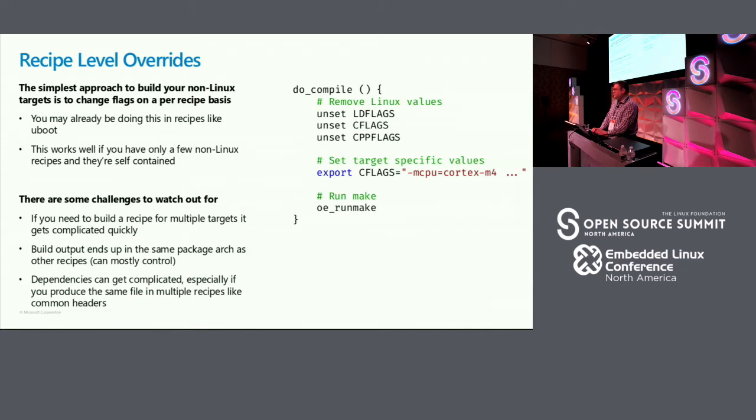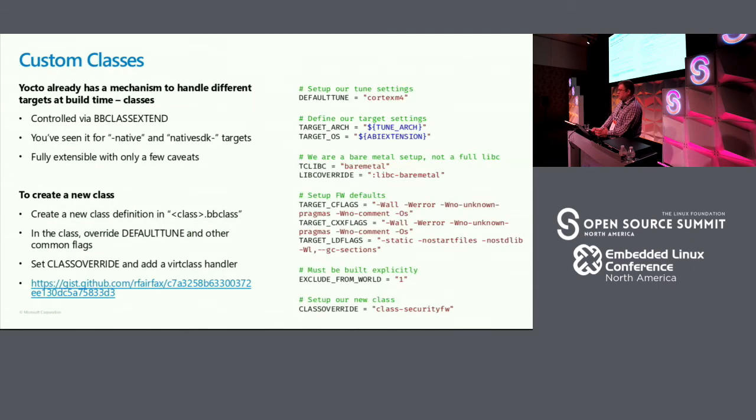So we started with this, we stuck with this for about 6 months before we reached the limit of it. And I think for a lot of projects, it actually probably is gonna work fairly well. We ran into problems when we started getting more sophisticated, when we started building multiple binaries for the Cortex-M parts of the chip. And so what we moved to next is custom classes.